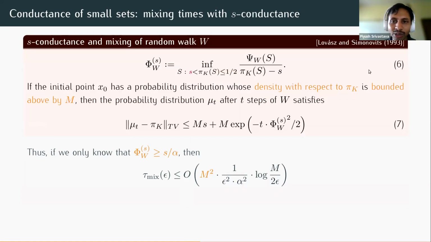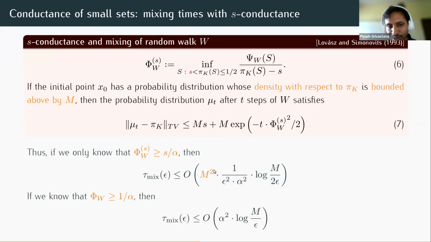If you have only an s-conductance bound, then what you get is that the total variation distance now has a term M times s. So this linear term in s is already there, and then again the exponential decay, which will eventually dominate when this becomes very small. If the s-conductance is only decaying proportional to the size of the sets, then the mixing time bounds you get are polynomial in M, not polylogarithmic. Whereas if you have a conductance lower bound, then you immediately get from the previous result I showed that the mixing time is logarithmic in M.